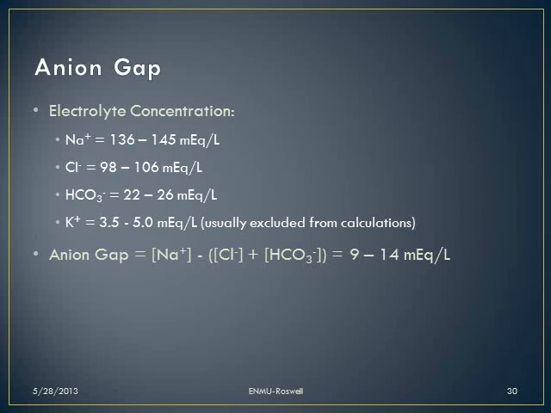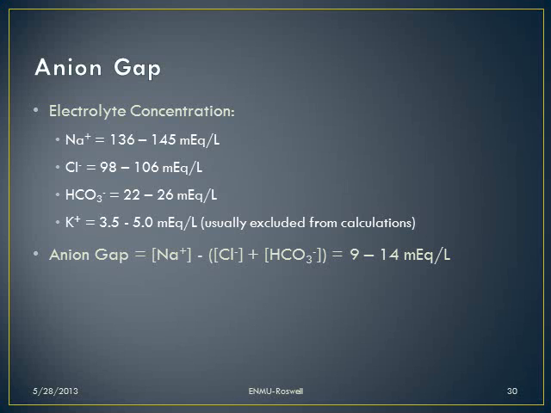So anion gap, normal sodium levels are 136 to 145. Chloride is 98 to 106. Bicarb is 22 to 26. And potassium is 3.5 to 5.0. Okay, it's usually excluded from the calculations. There you can see an anion gap calculation: sodium minus parentheses chloride plus bicarb, and that's going to give you what your normal is. A normal anion gap is 9 to 14 milliequivalents per liter.